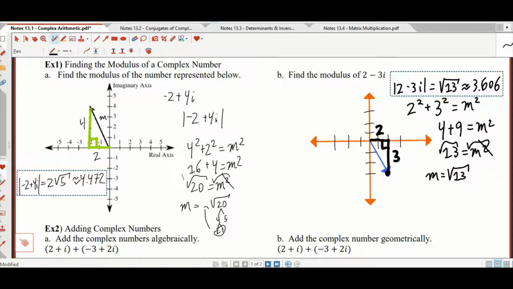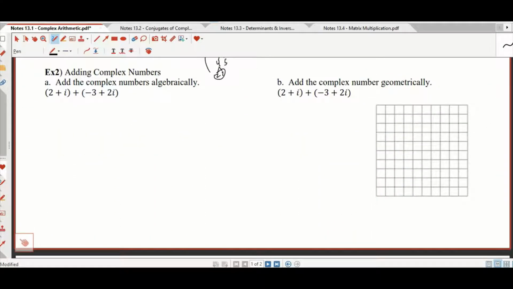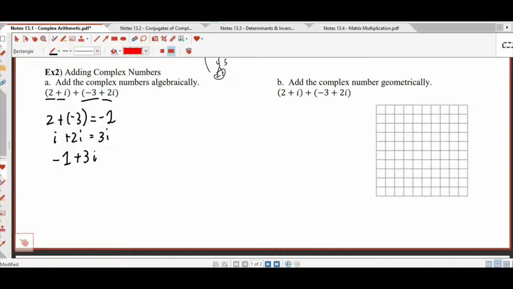So for adding complex numbers, that looks a lot like what we did before. So if we add complex numbers algebraically, all we need to do is add the real parts. 2 plus -3 is -1, and add the complex parts. I plus 2i, which is 3i, which means that the result is -1 plus 3i. Just combining like terms. Pretty simple. But this one, add a complex number geometrically, is a little bit trickier.